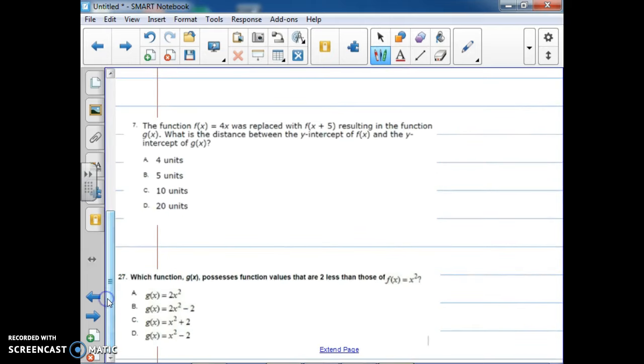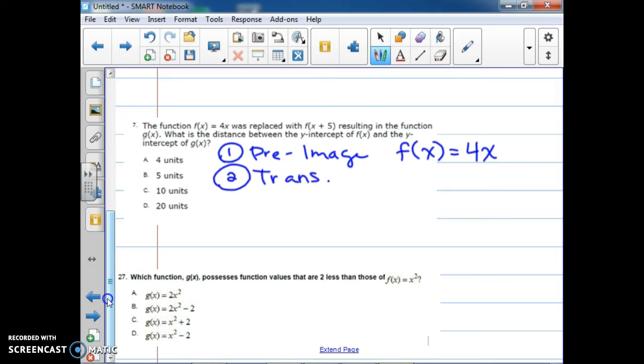It says the function f of x equals 4x was replaced with f of x plus 5, resulting in the function g of x. What is the distance between the y-intercept of f of x and the y-intercept of g of x? First thing, identify your pre-image. So the pre-image is f of x equals 4x. Now you want to identify the transformation. The transformation is f of x plus 5. And that's going to result in g of x.